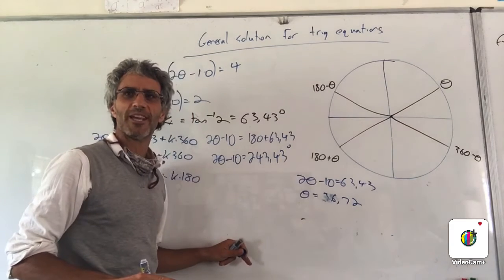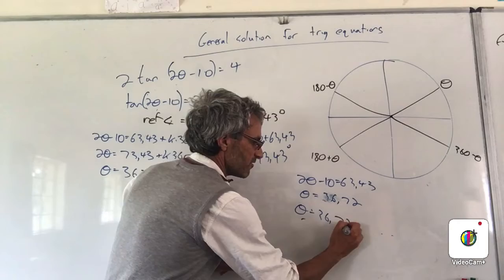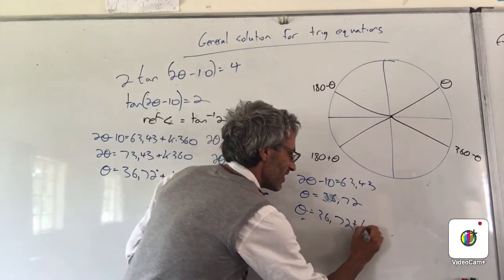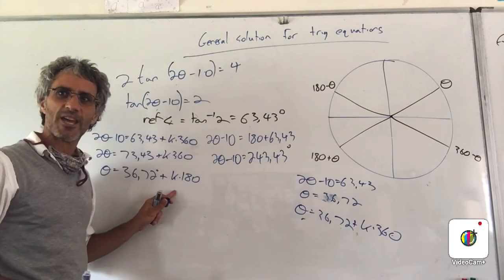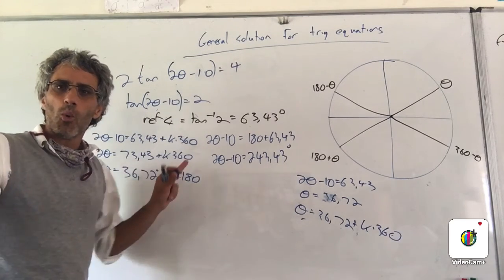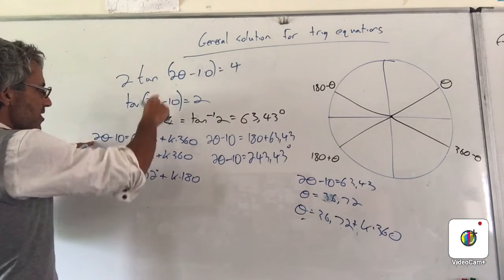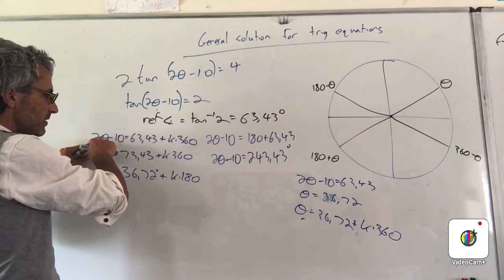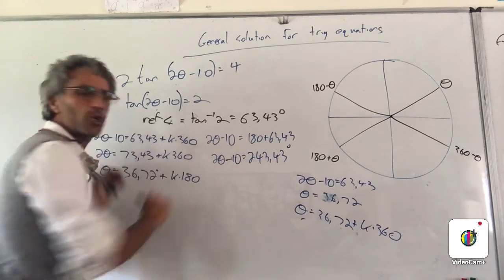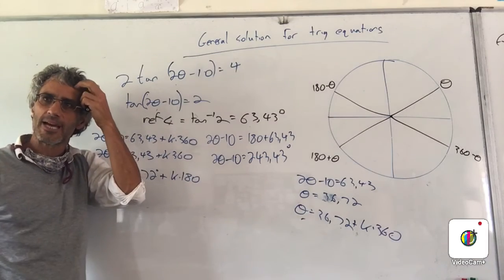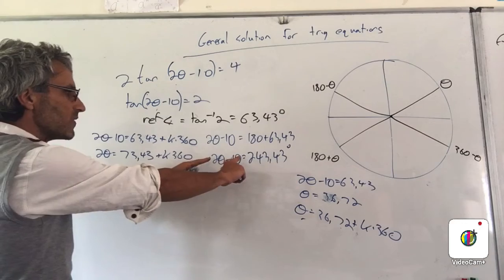And then what would I do to get the general solution? What would I say? 36.72 plus k multiplied by 360. But it should be, if I did it right, and I did it right here, 180. So what do we have to learn from that? We've got to keep this angle 2 theta minus 10. Keep it there, don't move anything until I write the general solution, including that 360 times k. Okay? It's tricky. Let's do the same thing here.